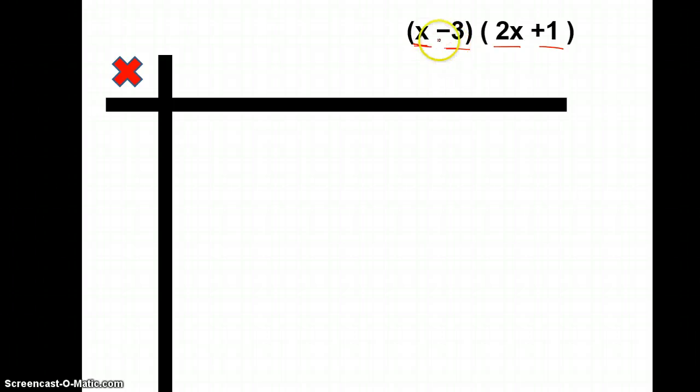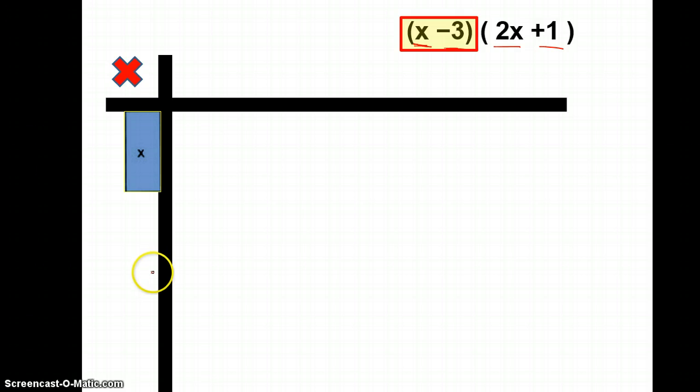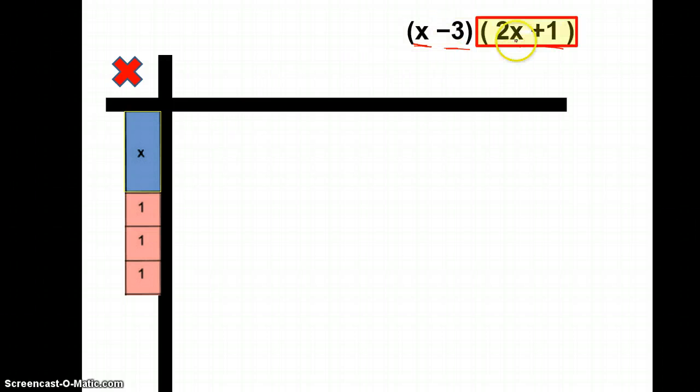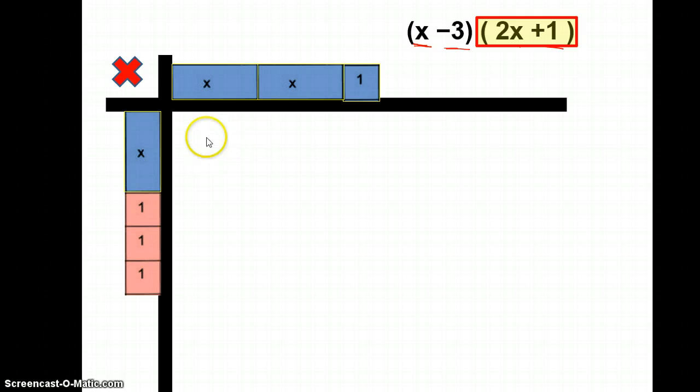So let's start with this first one, x minus 3. I know there's a negative, but let's try it out. So x and 3 negatives. So what color do you think that'll be? You guessed it, red. 1, 2, 3 reds. All right, let's try this one. Again, that's 2 x's, 1, 2, and then that's 1 positive. What color do you think that'll be?